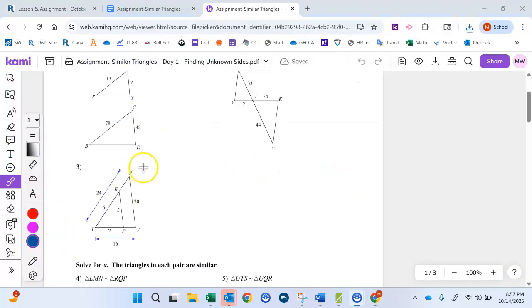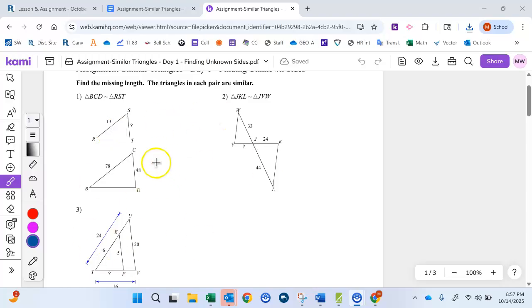Okay, so I'm going to do the first several questions with you first. I'm going to do number one. I'm going to show you how to do it. If you want to try it, you can try it. But otherwise, I'm going to go ahead and show you how to do it. If you want to try it, you can pause the video. Otherwise, you can watch me do it.